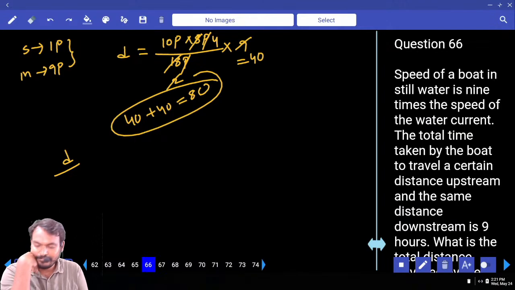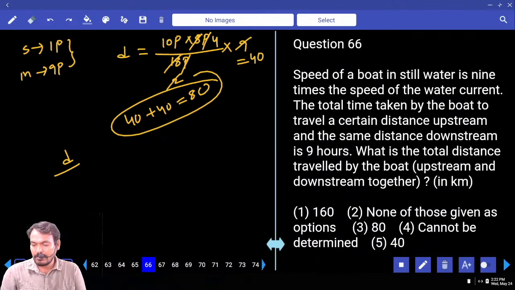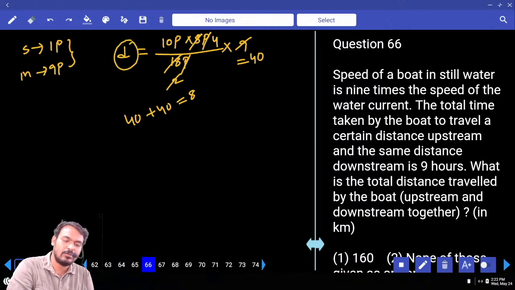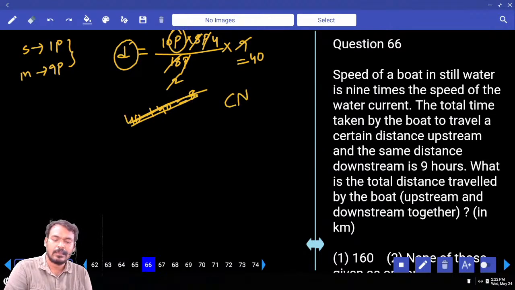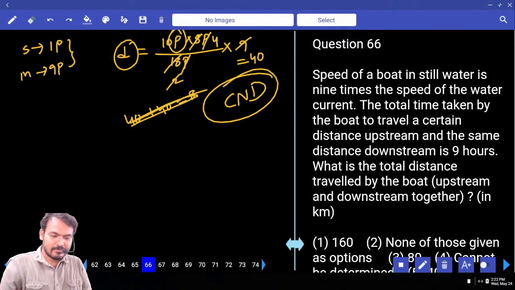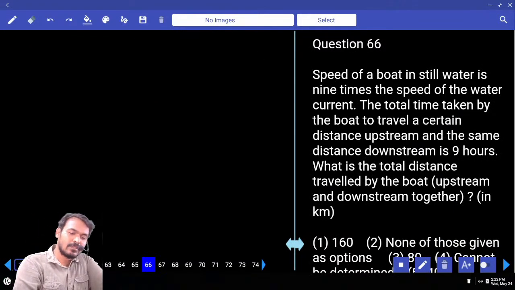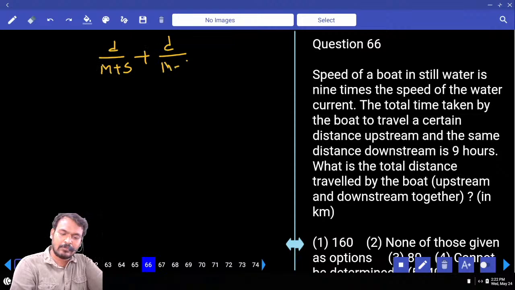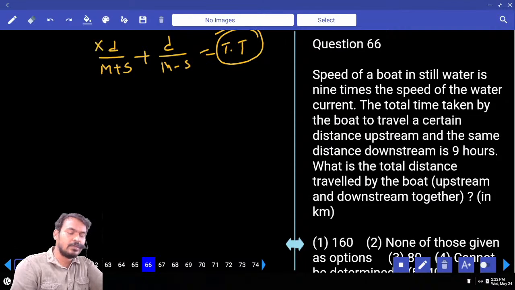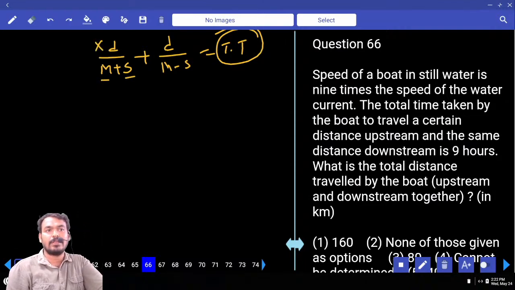Forty parts, does it come? How many unknowns? 2 unknowns. Distance is unknown, parts also unknown. Then answer cannot be determined. Simply speaking, look, d by m plus s plus d by m minus s equals total time, or not? We know the total time, but we don't know the distance. And here m, s values are given in parts. How many unknowns? 2 unknowns. Then answer cannot be determined.